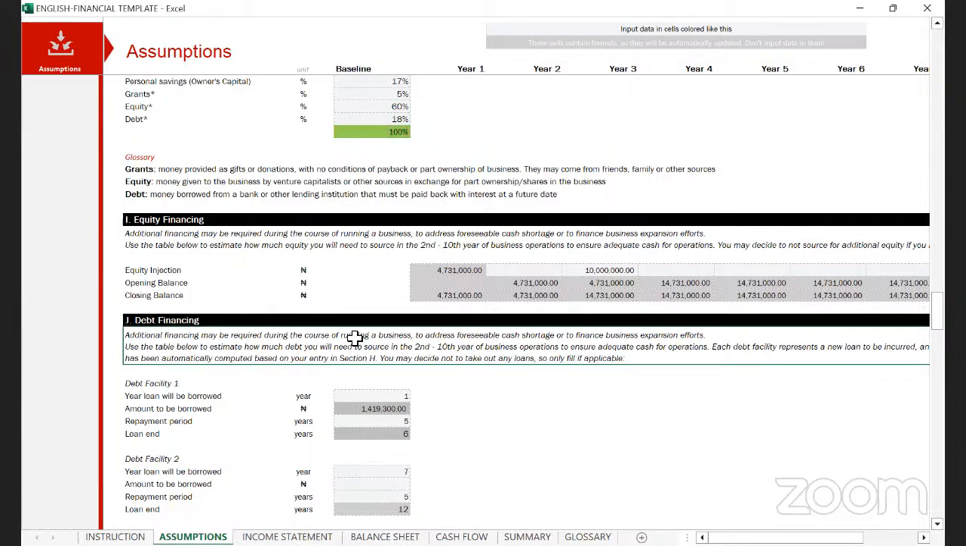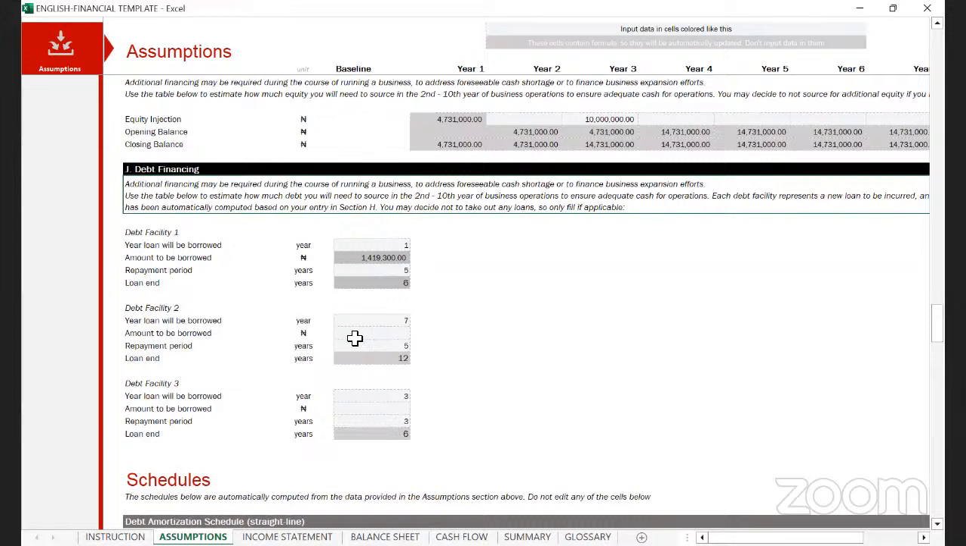So again, these sections might not be required based on your own type of business. It's not everybody that is going to go out to look for additional debt or additional equity. But if you know you're going to go out to look for additional money in the form of debt, you put in the facility here, put in the amount to be borrowed. For year 1, it fixes the amount to be borrowed, but for other years, you can then put in how much additional money you want to go and borrow.